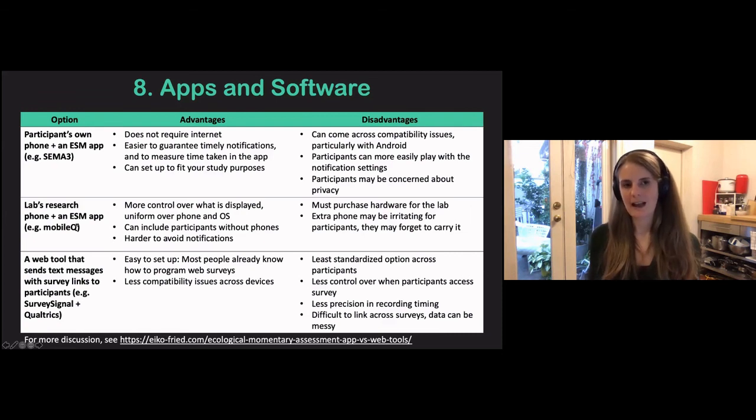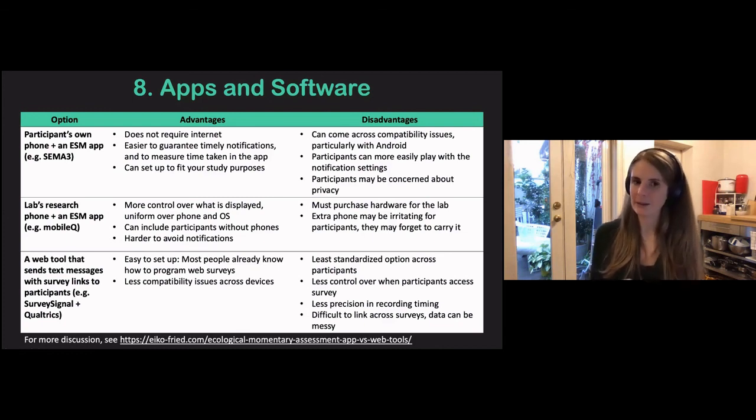Another option is having research phones in your lab that are set up just for doing ESM that you hand out to participants. There are also apps that do that. That's good because you can include participants without phones, or older populations like we were talking about before. You have a bit more control over what's displayed. So if you need really precise stimulus presentation, this is probably a better option for you. And you can set it up so it's really hard for participants to avoid the notifications. They can't play with the settings.